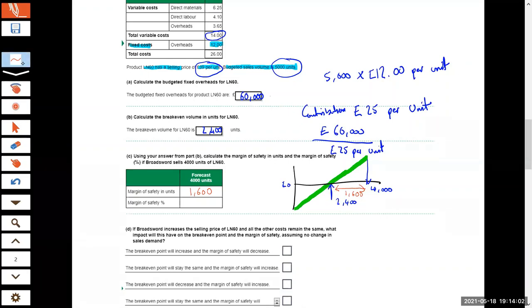Well, we know that 1,600 units are safe out of the 4,000, and that comes out to, once you times it by 100, a percentage of 40%. Thank you, Elna.